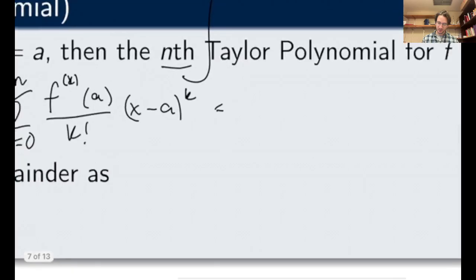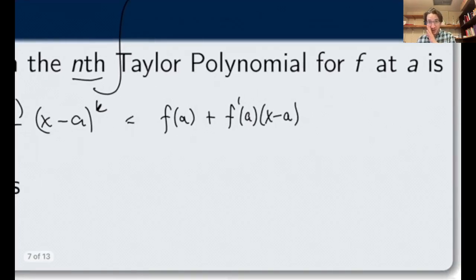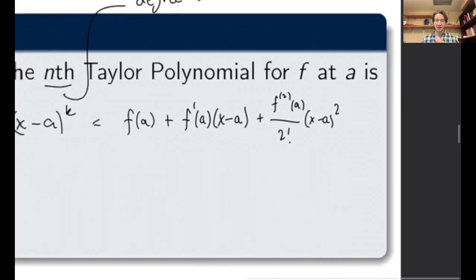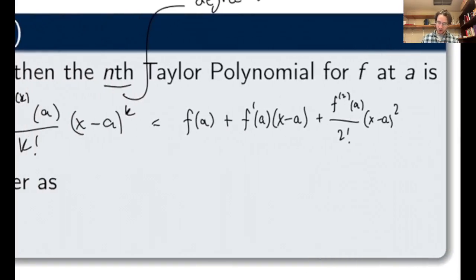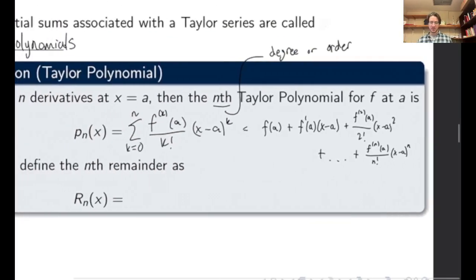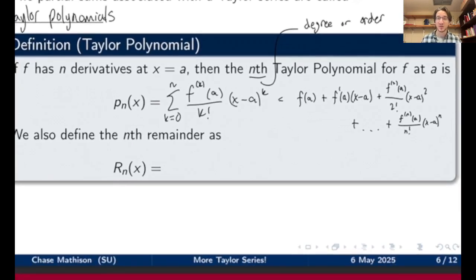which looks like f of a plus f prime of a times x minus a. There's the tangent line, by the way, plus the second derivative of f at a divided by 2 factorial times x minus a squared. There's the tangent parabola, plus so on, so on, so on, up to the nth derivative of f at a over n factorial times x minus a to the n. Okay. So there are my Taylor polynomials. They're again just the partial sums. So technically not new.